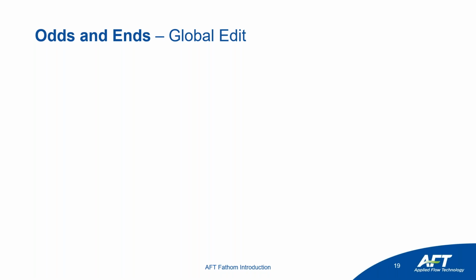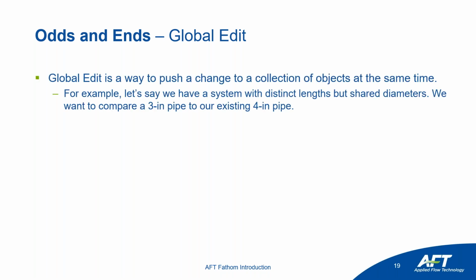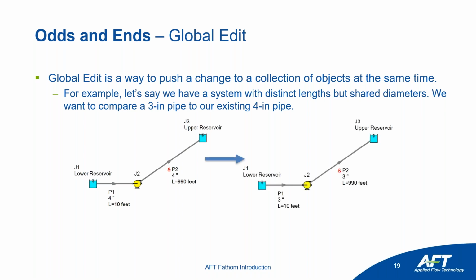We'll touch on some odds and ends and some add-on capabilities as well. The first odd and end is a feature called Global Edit, where we can push one change to a collection of objects all at the same time. So in this example, let's say we have our original system with our 4-inch piping, and we want to change it to 3-inch piping. Now for 2 pipes, it might be trivial to go into each one and change it from 4 inches to 3 inches. Again, as your model becomes more and more complex, that becomes less and less practical.